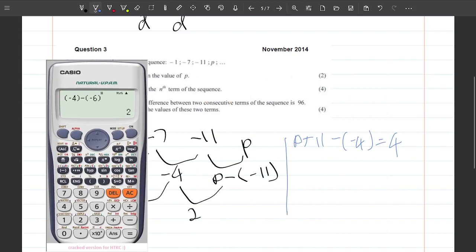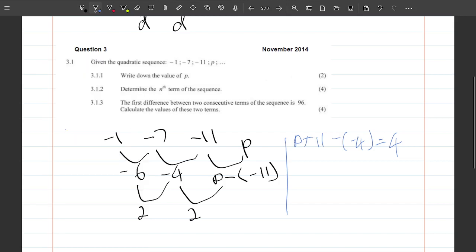Okay, so I'm gonna simplify that by means of the calculator. So what I have there is just 11 minus negative 4. That just becomes something like 11 plus 4. And this is 15. Okay, so that's just 15. So I'm gonna set it aside again. So I'm just gonna get 15 for that part. So I get p plus 15 is equals to 4. However, my p would be 4 minus 15.